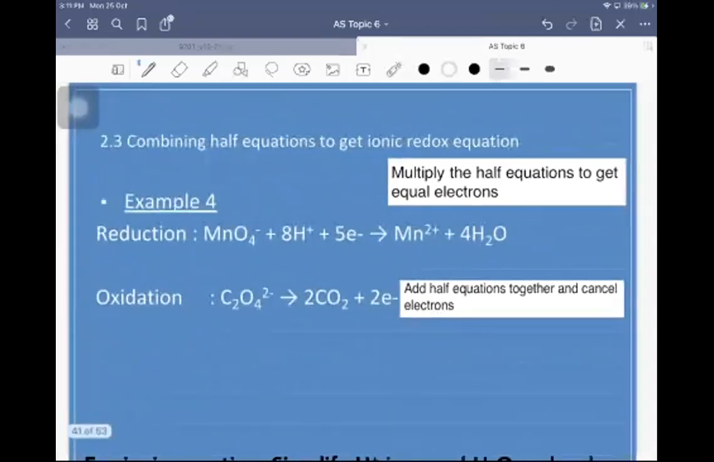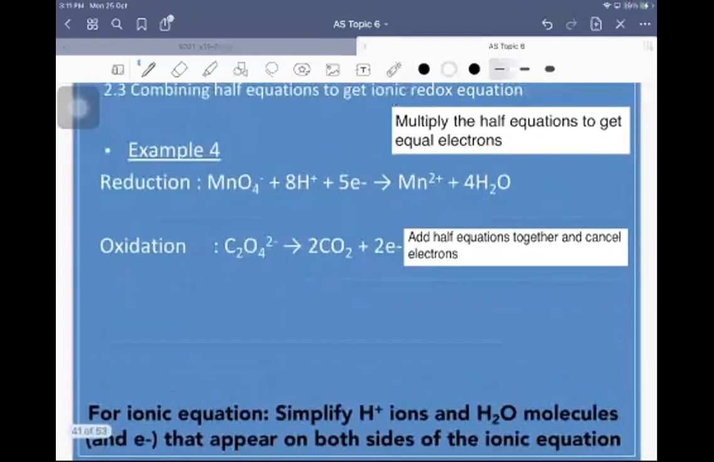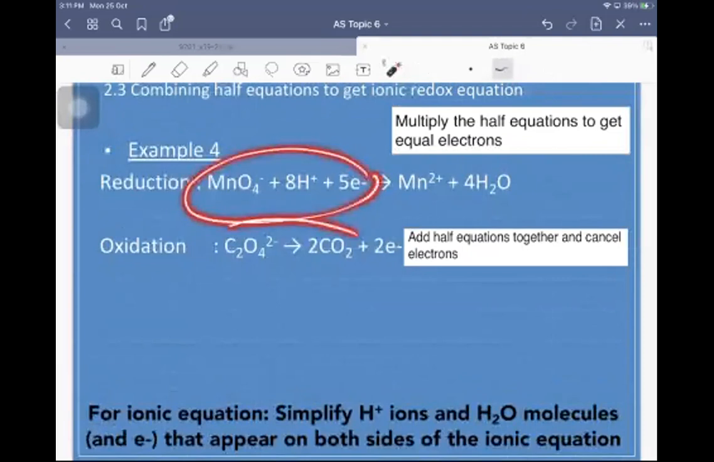So here is example number 4, where we are already given the fully balanced half equation, reduction of manganate and oxidation of C2O4 2-. Okay, they're all balanced. When we want to combine them, it's actually quite straightforward. You just add them all up in such a way that all reactants add up and then all your products add up. But first, before you do that, you have to make sure that the number of electrons are equal.